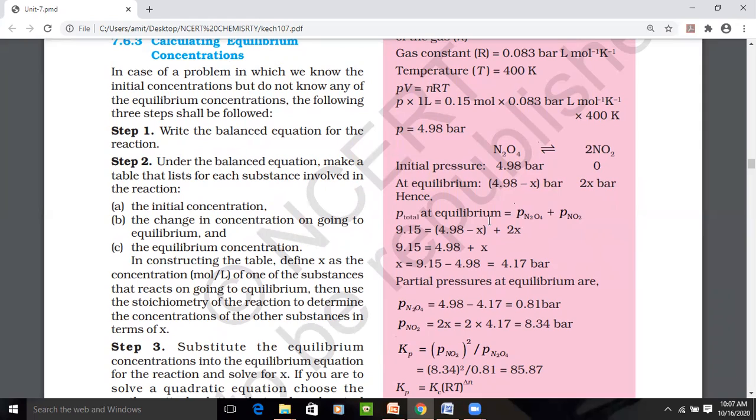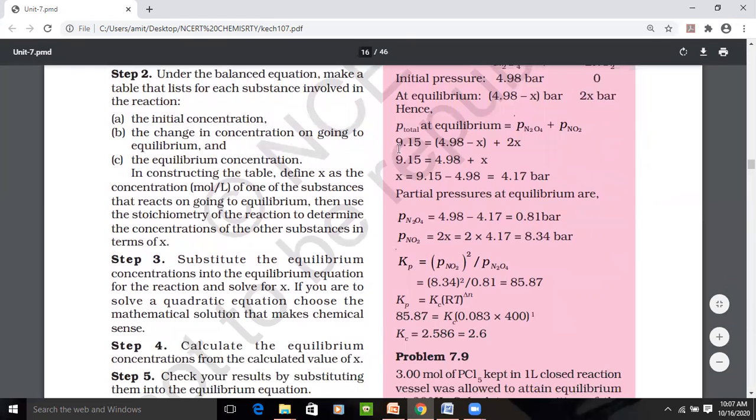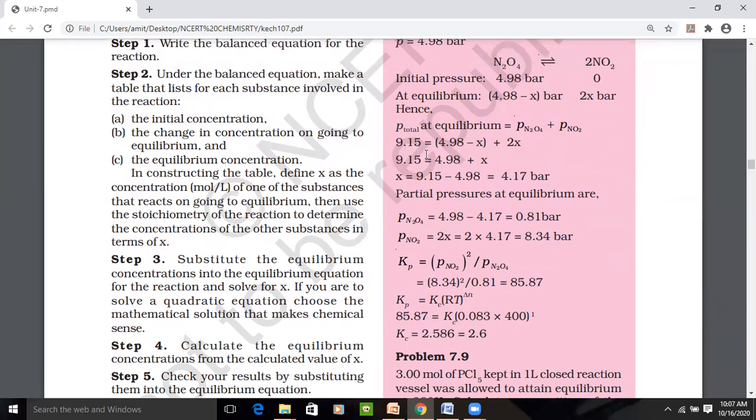Now, if you want to find the P total, the total pressure exerted by the gases, it is equal to the pressure of N2O4 plus the pressure of NO2. We know that 9.15 was the total pressure exerted by the gas. So 9.15 equals 4.98, which I have just calculated, minus x, the assumed pressure, plus 2x, the assumed pressure for NO2. If you calculate it, you will get the value of x as 4.17 bar.